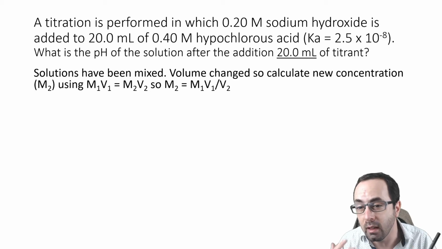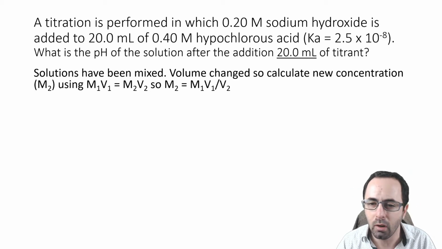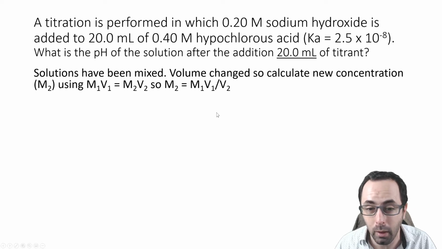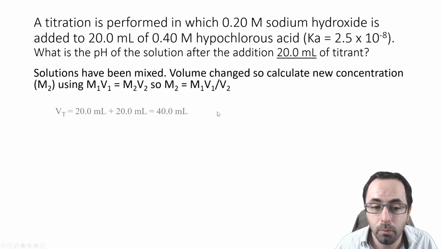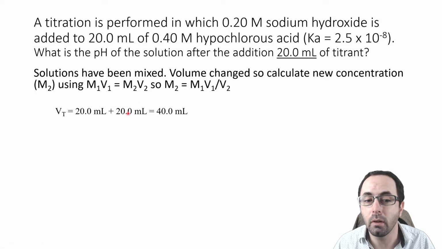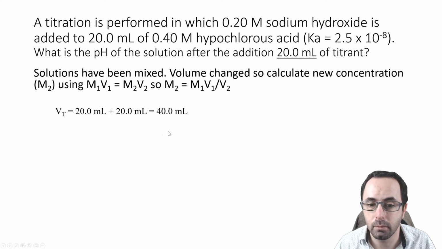So this is different than the way your book presents it. I think that you will prefer this method over the way the book does it. But as I said, they both lead to the same answer. Just my way has fewer steps. So our total volume is the 20 milliliters of the hypochlorous acid that we started with, plus the 20 milliliters of the sodium hydroxide that we added. So the new volume, V2, the total volume, is 40 milliliters. I've called that V total. That is V2.